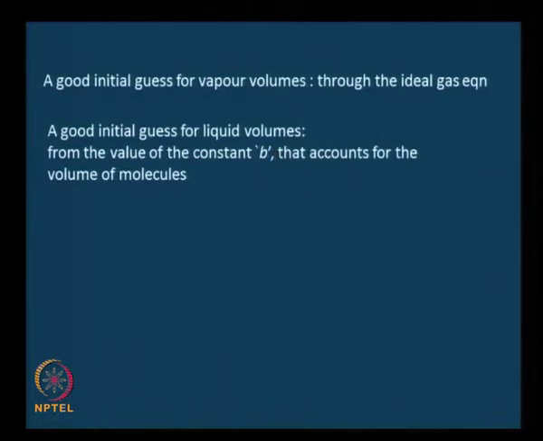It is quite easy to see that you put all the molecules together and you choose the total volume of the molecules, that should give you some value of the volume in the ballpark of the liquid volume. That is the idea with which these are chosen.